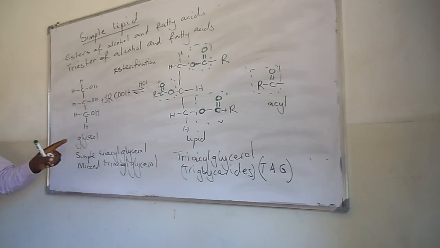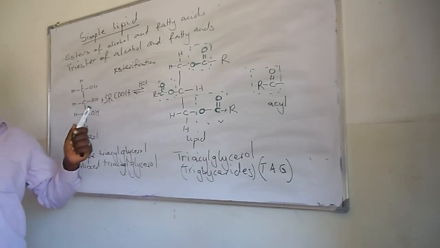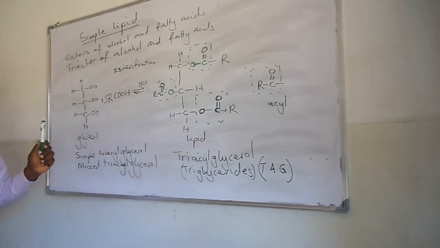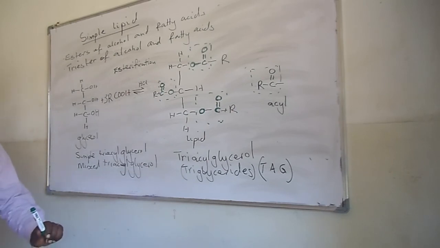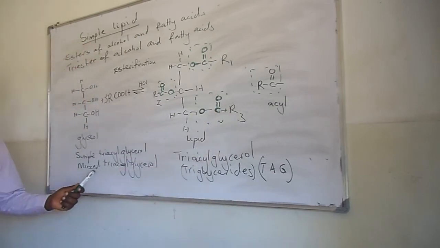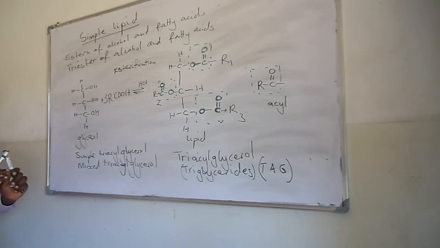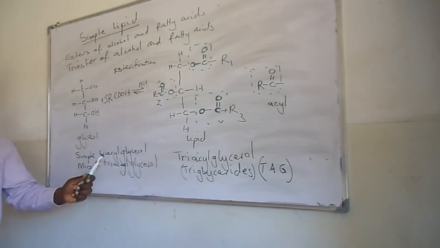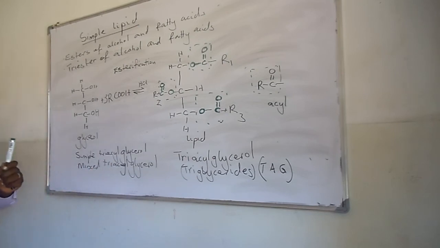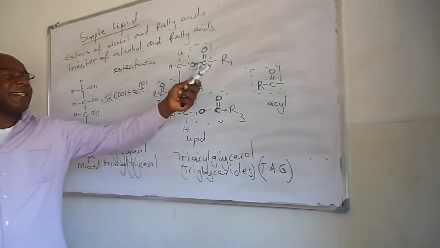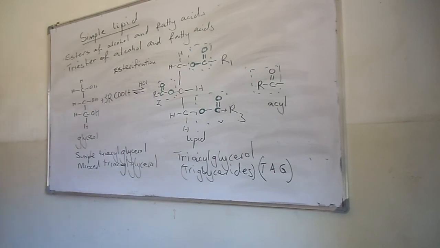Simple triacylglycerols are simple lipids that contain the same type of acyl group. The same type of fatty acid is the one that is joined to the three hydroxyl groups. That is a simple lipid. If you have a different R at 1 and a different R at 2 and a different R at 3, then it is referred to as a mixed triacylglycerol. So that's the definition. Simple triacylglycerols contain the same type of fatty acids joined to glycerol. Mixed triacylglycerols are lipids that have different fatty acids.